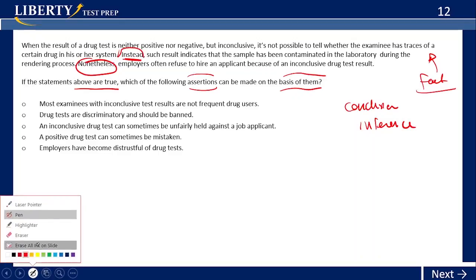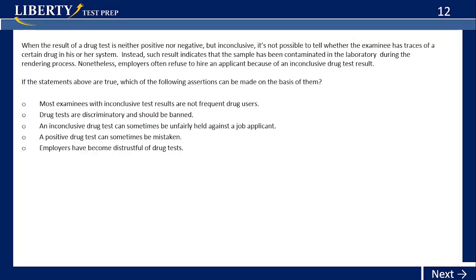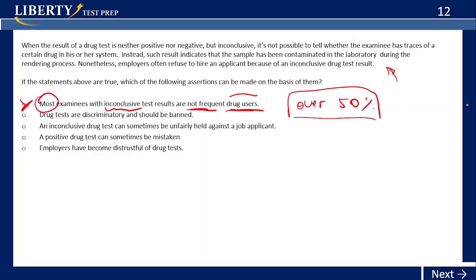Let's see. The first one, most examinees with inconclusive test results are not frequent drug users, okay? Over 50% of these people who get inconclusive test results are not drug users. How do we know? Can we tell that from here? Is it true? We don't even know who gets an inconclusive test result. I think that's random, right? It has nothing to do with whether you're a drug user or not. So for this answer to say most, that's an overstatement. We don't know the quantity, so we cannot say that it's over 50%.